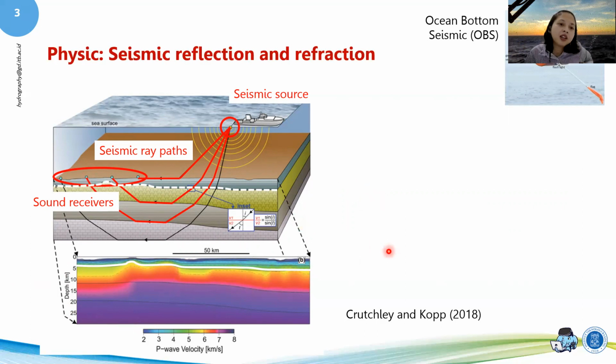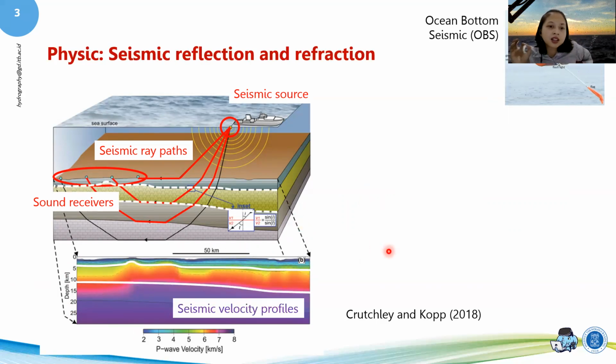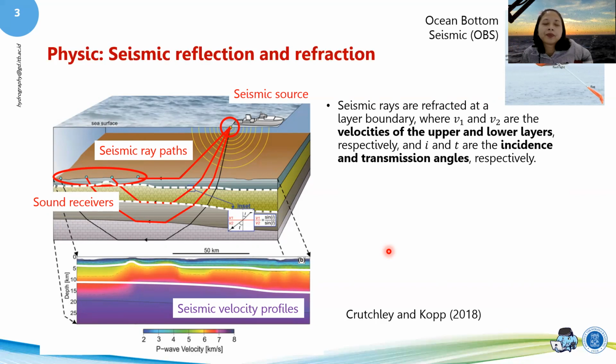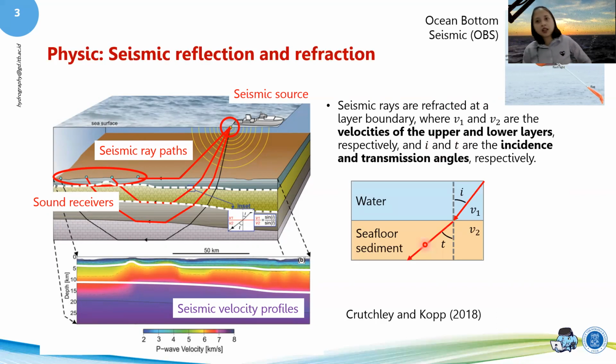The one that you calculate here, the layers are actually the seismic velocity profiles. So how do you get the velocity profiles? Here, seismic rays are refracted at a layer boundary where velocity 1 and velocity 2 are basically the velocities of the upper and lower layers. So you test if the velocity is this big or this big, and then you get the angle of incidence and transmission. That's basically how you calculate.